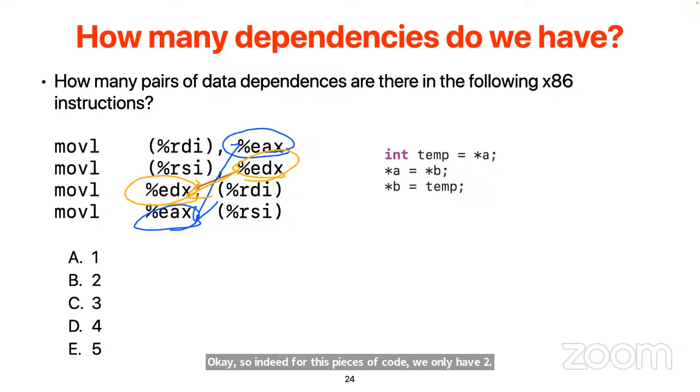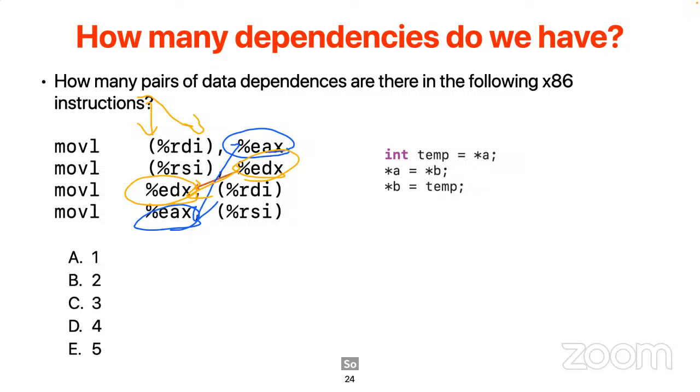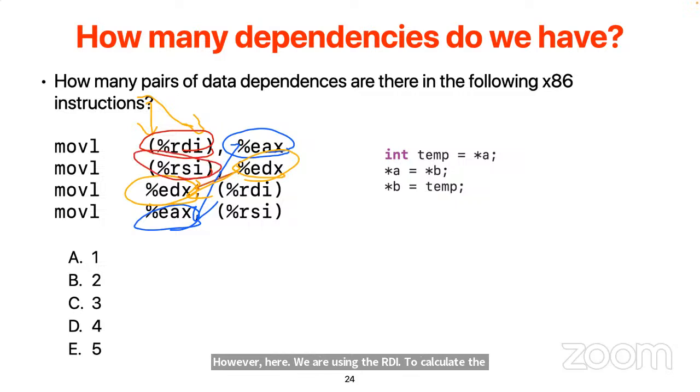And I guess some of you might be thinking about this RDI, RSI, right? But remember, when you see this RDI, RSI, it's actually a pointer to a memory address. So when we talk about data dependency, most of the time we are just talking about the registers. As long as you don't modify the register value itself, it's not considered a data dependency.